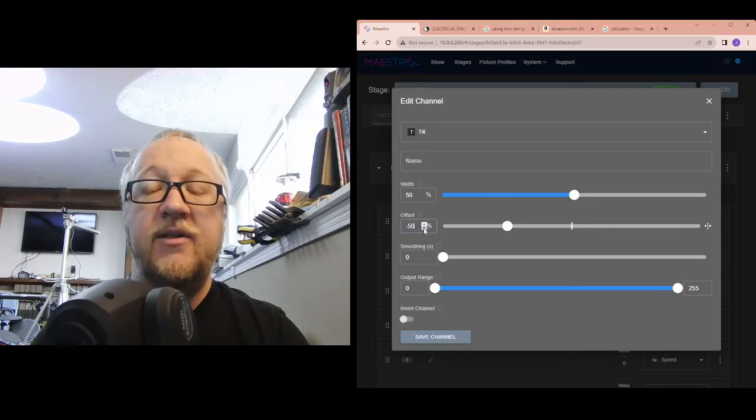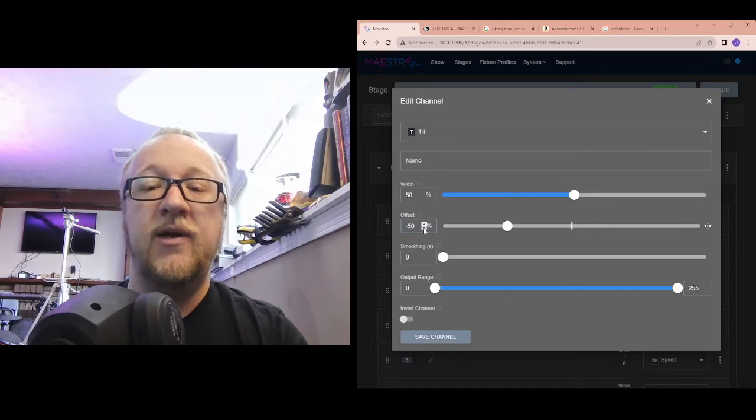So hopefully this guide was a little more helpful for you with regards to widths and offsets. Like I said, play around in the Maestro interface, get those settings set the way you want.